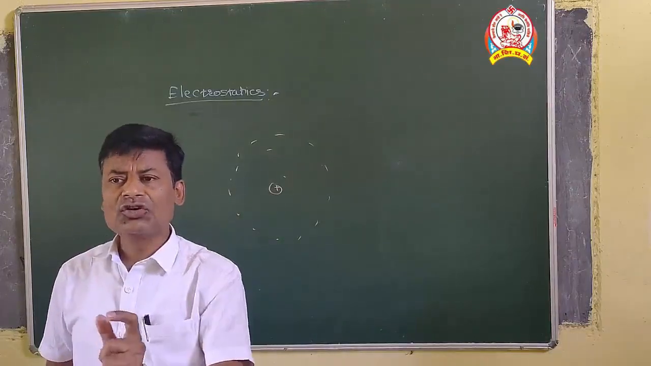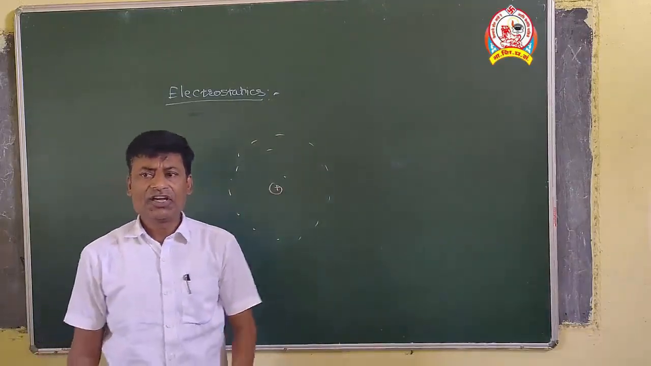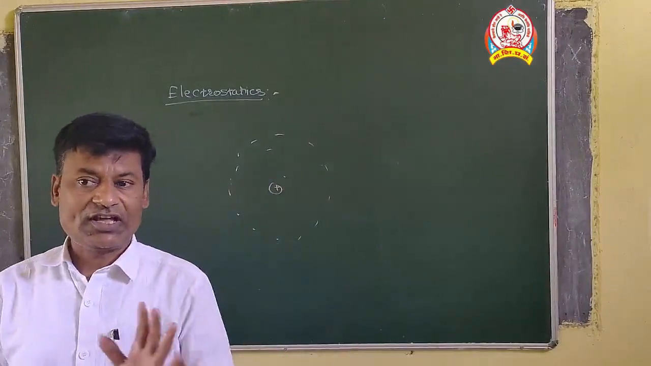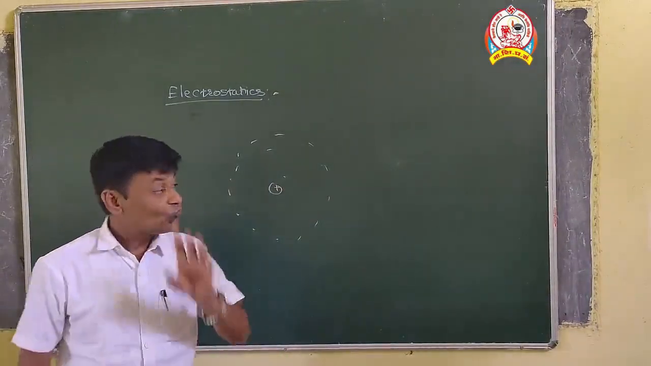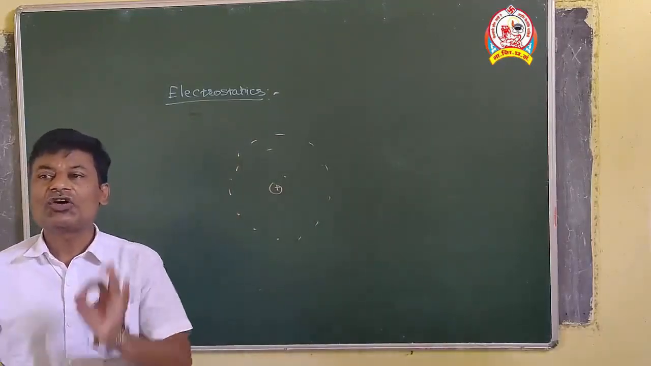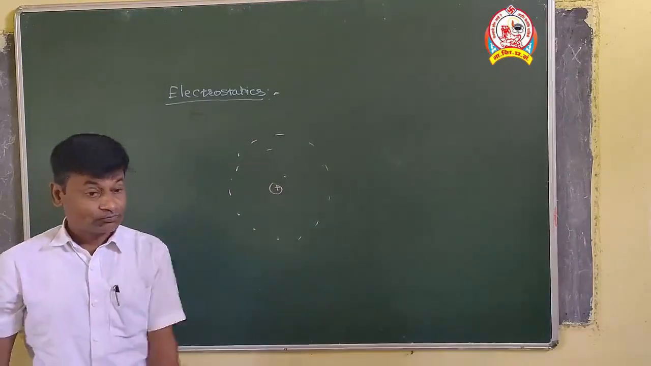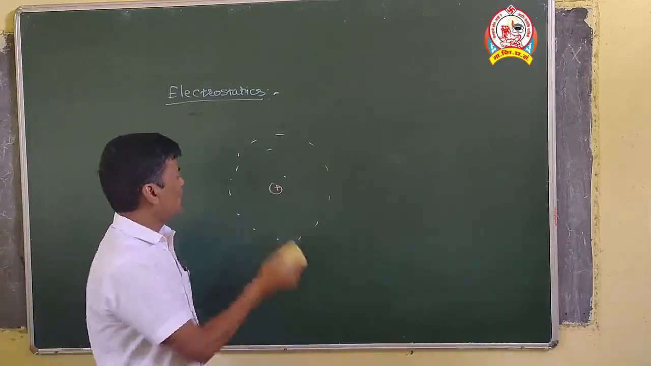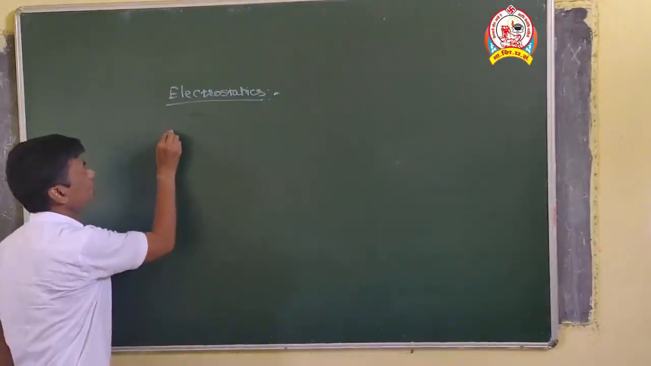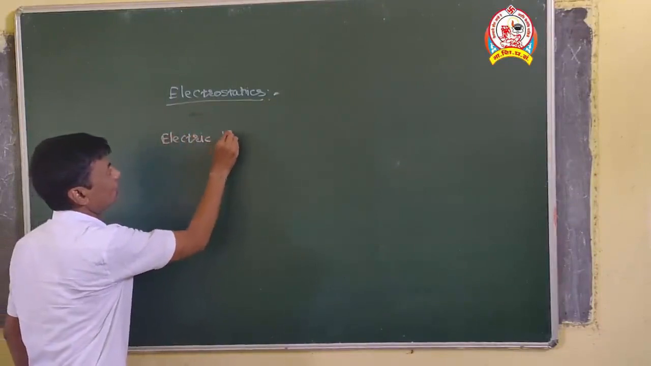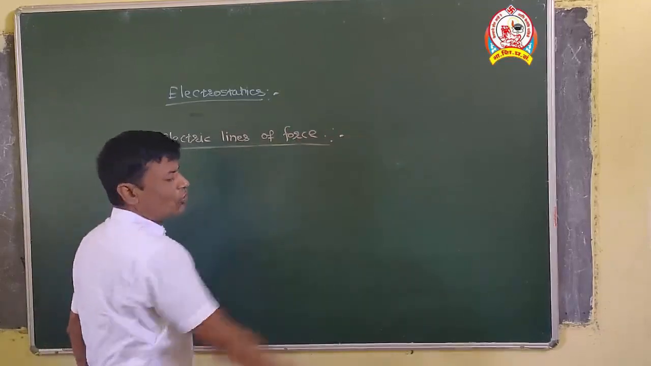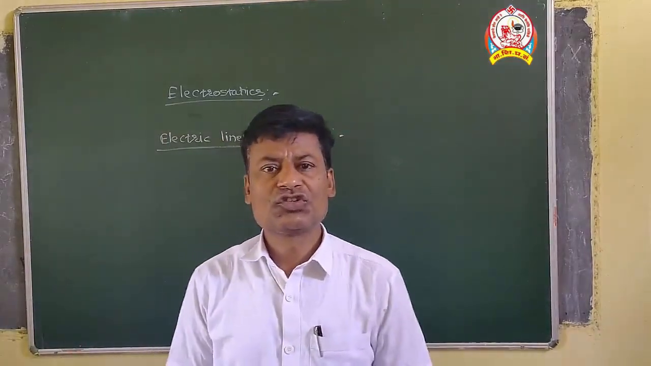Now, in this field, some force also arises. This force is called the electrostatic force. Remember that. This force is generated due to the stable charge, therefore it is called the electrostatic force. Now here we have to explain the electric lines of force. What are the electric lines of force?